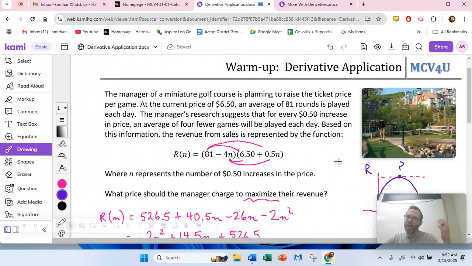So what would the ideal price be? So it's $6.50, and then we're increasing the price by 0.5, 3.625 times. So to the nearest cent, I got like $8.31 would be the optimal price to charge. I might lose a few customers, but I make it up in how much I'm charging per round.